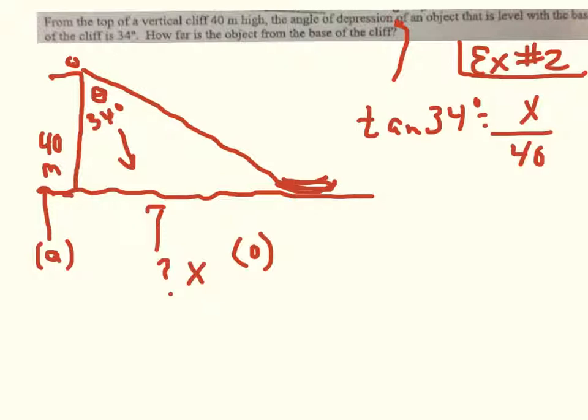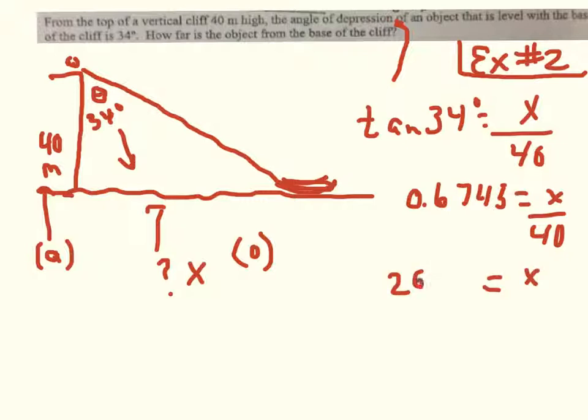And plugging into my calculator, I get 0.6745 equals x over 40. Multiply both sides by 40, and you get almost 27 meters. 26.98 to be exact. That's about it.